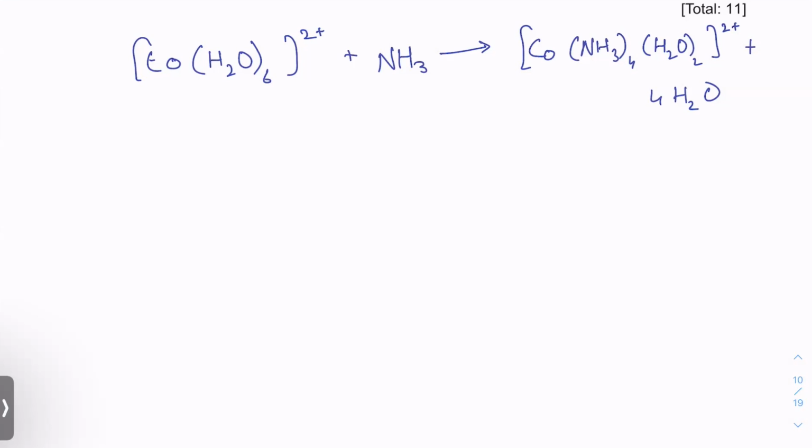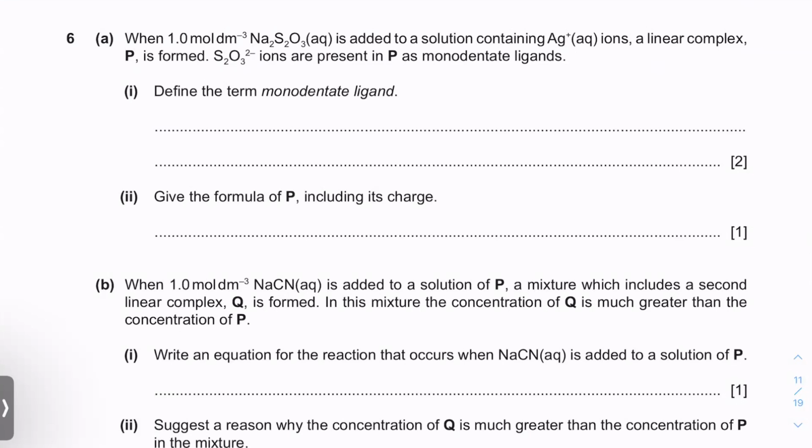ठीक है. Got it. Define the term monodentate ligand: a ligand that forms only one dative bond, or that donates one lone pair to make a dative bond to the metal ion. Okay, give the formula of P including its charge. P is what? So this is a monodentate ligand and this is the ion that they're bonding with. So you have 2 of these coming in. So you will get Ag with S2O3, 2 of them. And the overall charge is going to be what? -4 + 1 = -3.